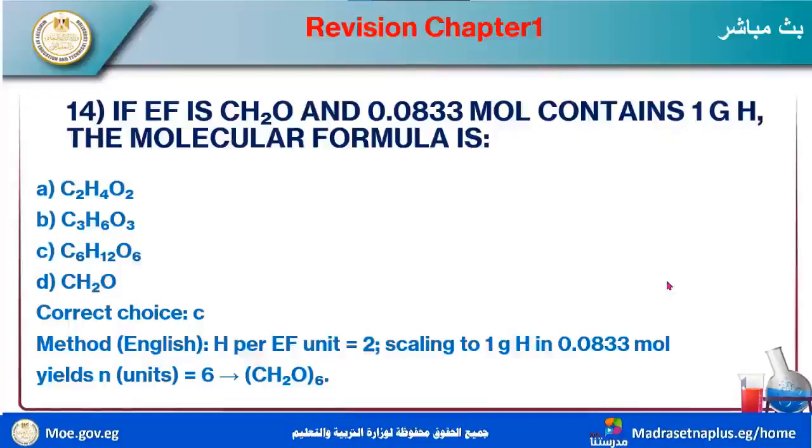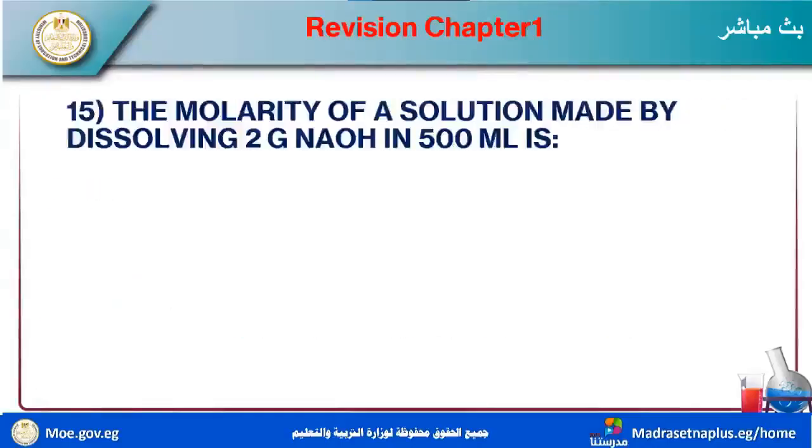Now we have the empirical formula CH2O. You must use this ratio, and the ratio equals 6 units. Multiply 6 units into CH2O, so the answer is C6H12O6. C6H12O6, it is the true answer.